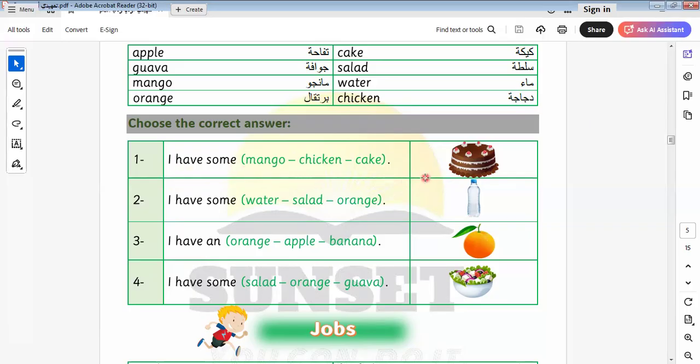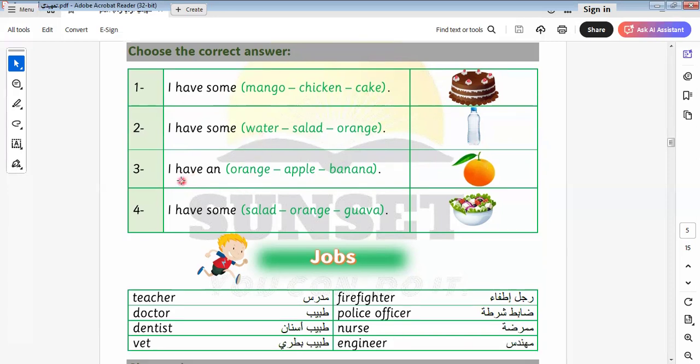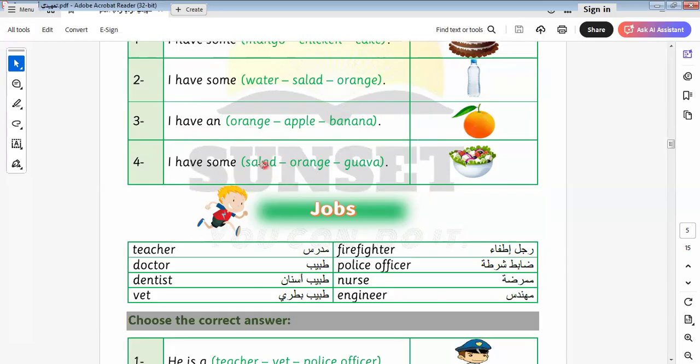I have some space here. I have some cake. Here is some water. Water is uncountable. So here I use what? I use some. I have in space here an orange. I have some. Here is some salad.